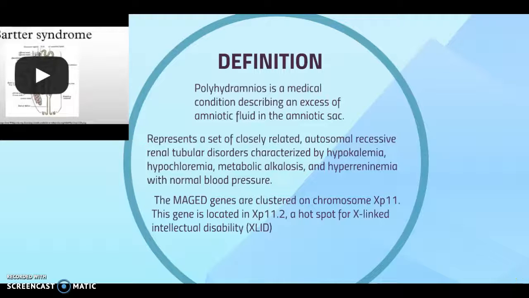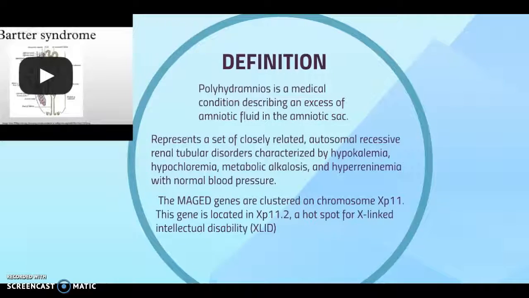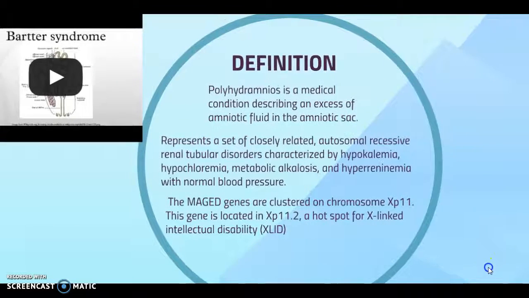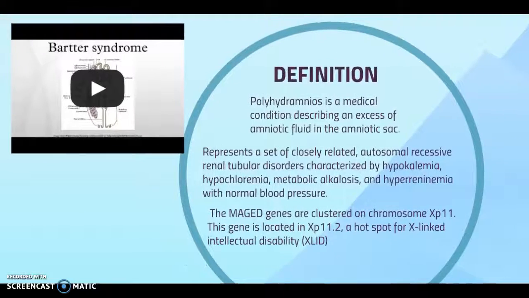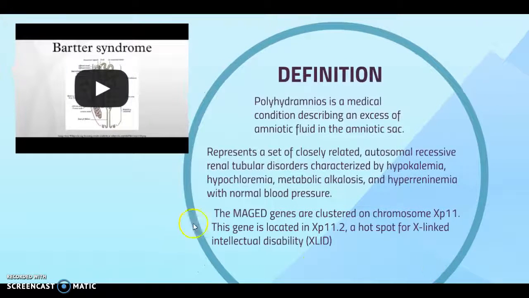The second definition is about Bartter syndrome. This represents a set of closely related autosomal recessive renal tubular disorders characterized by hypokalemia and hypochloremia, metabolic alkalosis, and hyperreninemia with normal blood pressure.